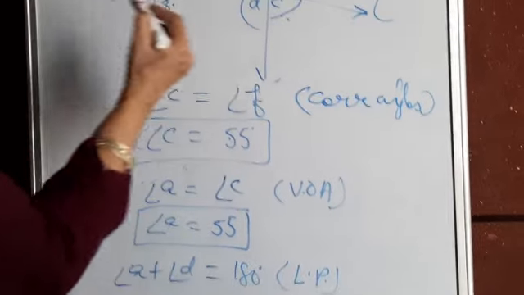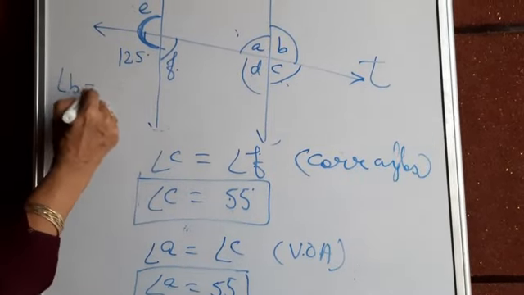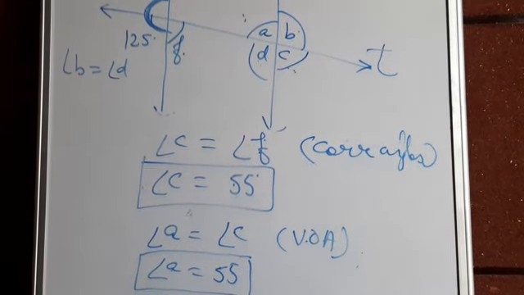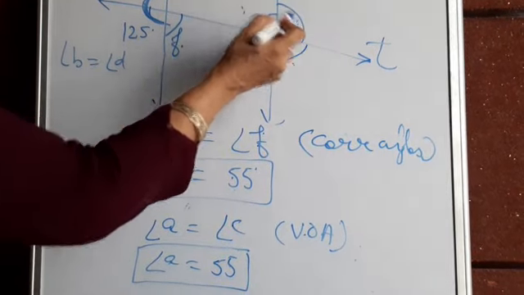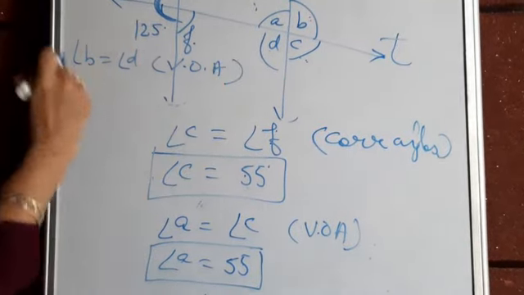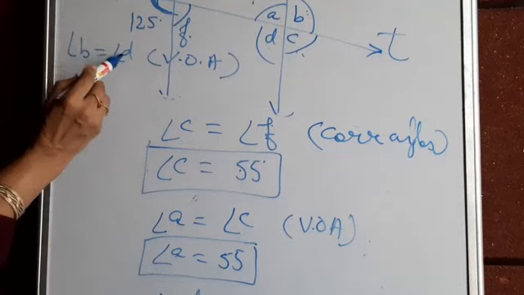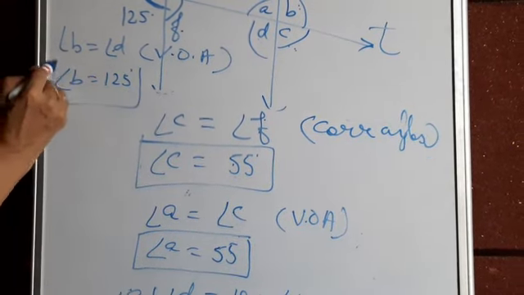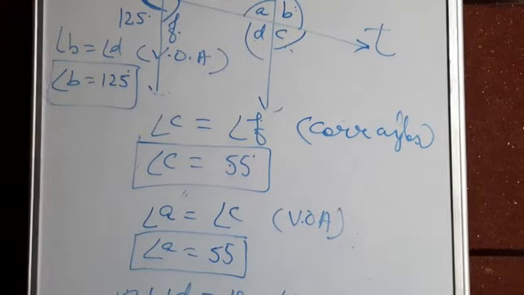And now you write down B equal to D. B is left only, the rest all we have got. Now B is equal to D. Reason is vertically opposite angles. Now B will be equal to, what is the value of D? D we just found, 125. So the value of B is 125.